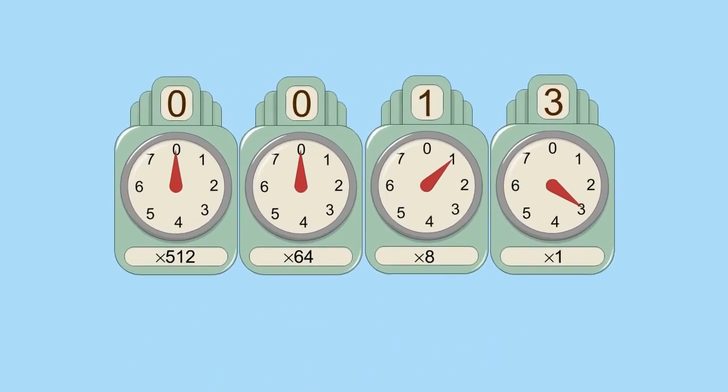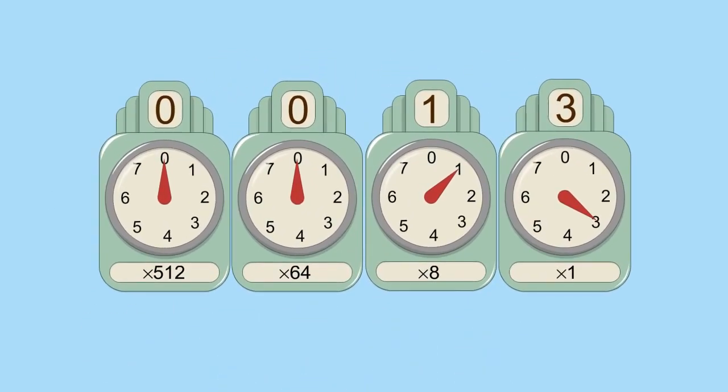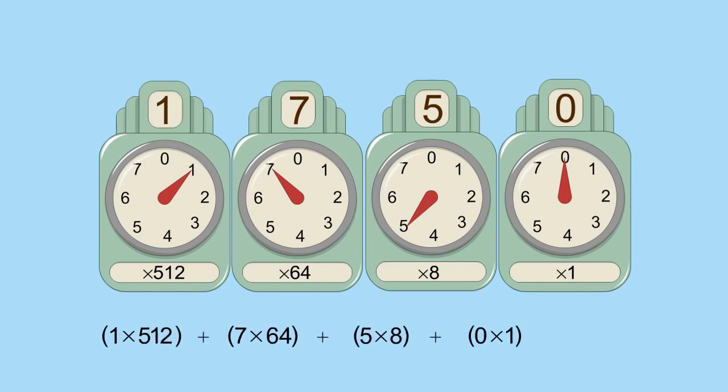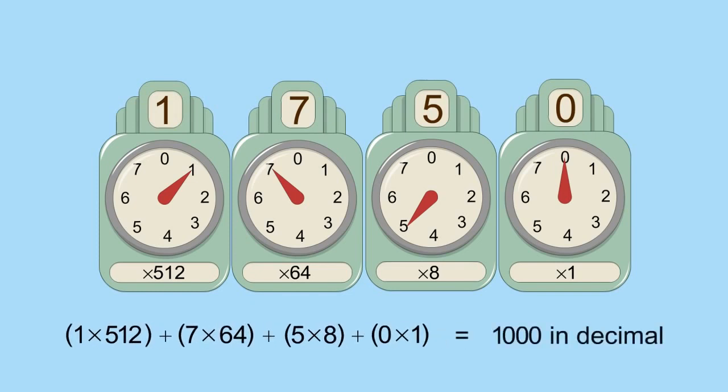It is easy to convert an octal number to decimal when you consider how positional notation works. Let's take, for example, the octal number 1750. As in decimal, the value of the octal number is the sum of all its digits times their multipliers. So the number 1750 represents 1 times 512 plus 7 times 64 plus 5 times 8 plus 0 ones, which adds up to the quantity which in decimal is called 1000.